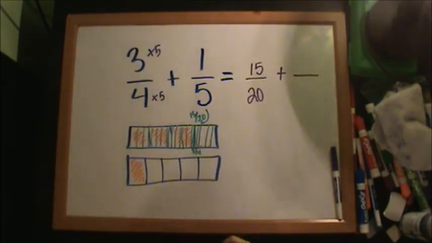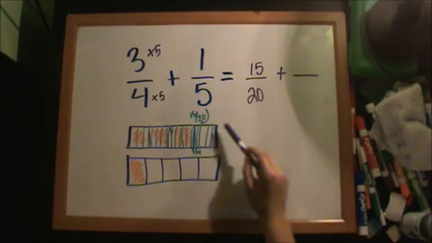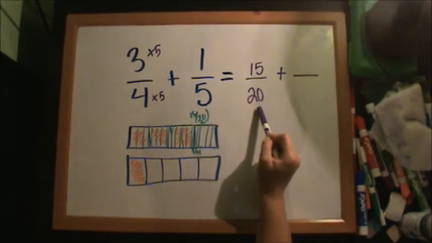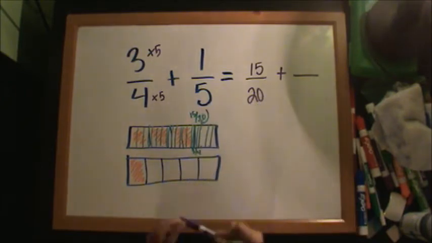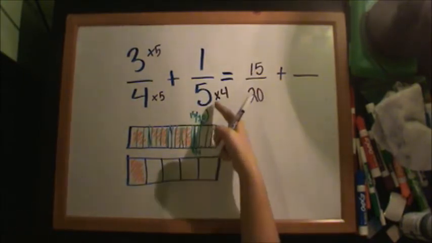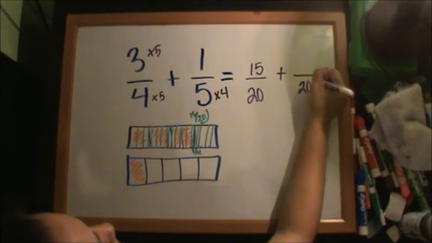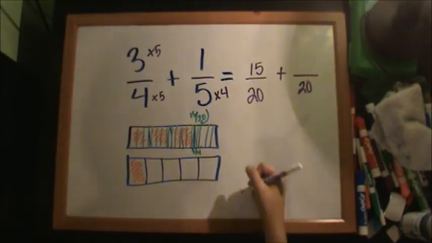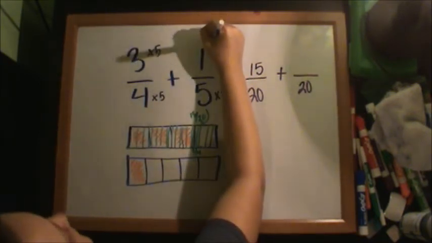So now I'm going to do the 1/5. I used 20, so now what times 5 gives me 20? I know that 4 times 5 gives me 20, so I'm going to multiply 5 times 4 and get 20, and I'm going to multiply the 1 times 4.